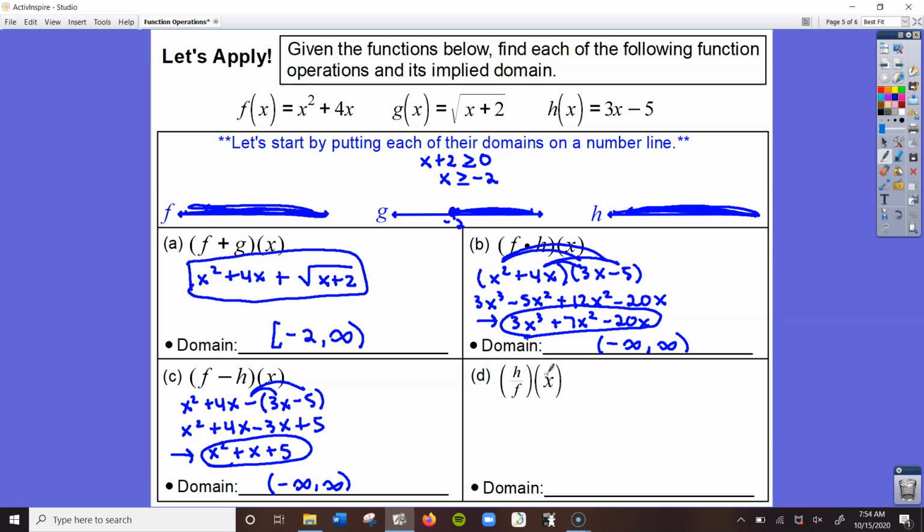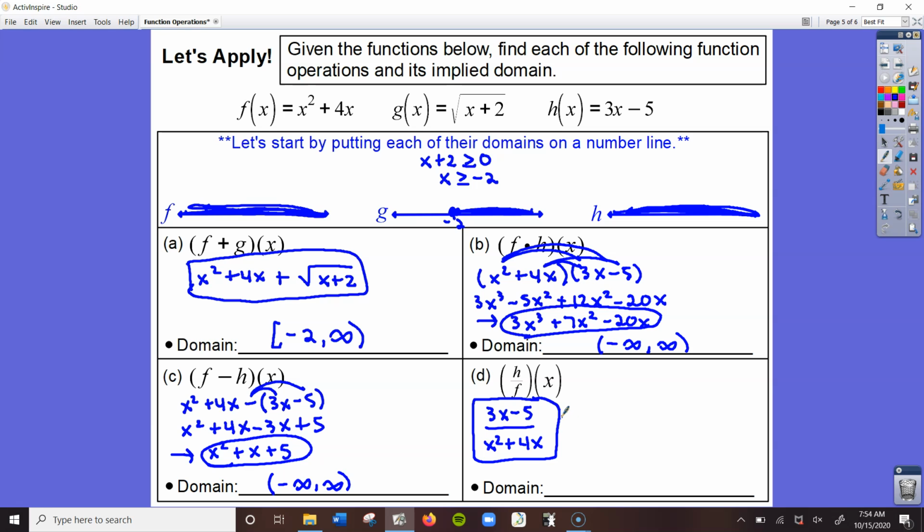For D, we have h over f. When you're doing functions like this, h over f is 3x minus 5 over x squared plus 4x. You're not expected to actually divide anything at this point, so this would be your answer.